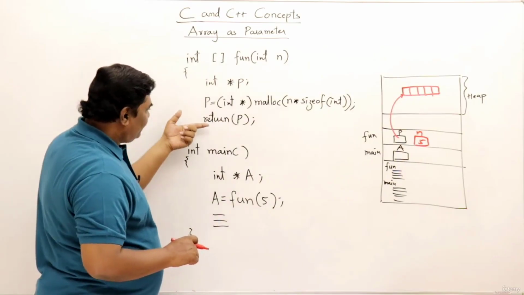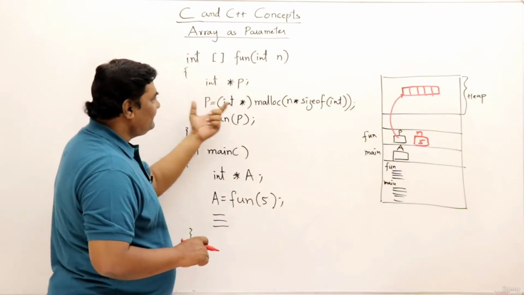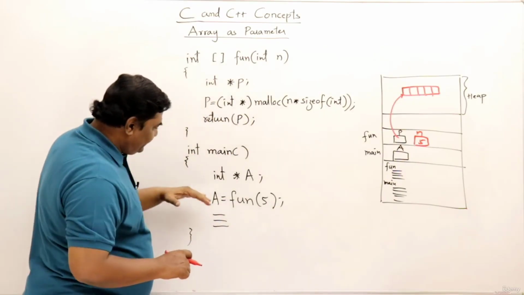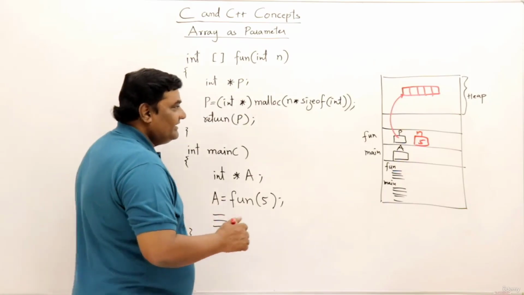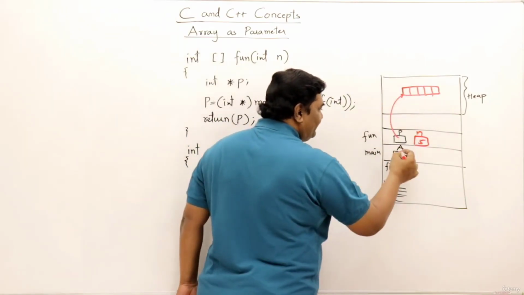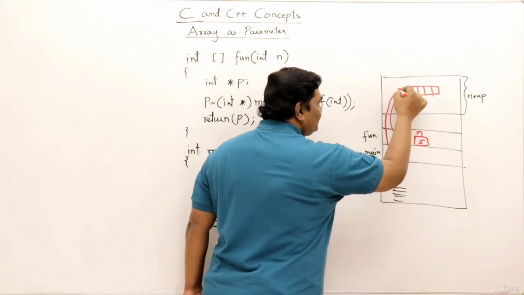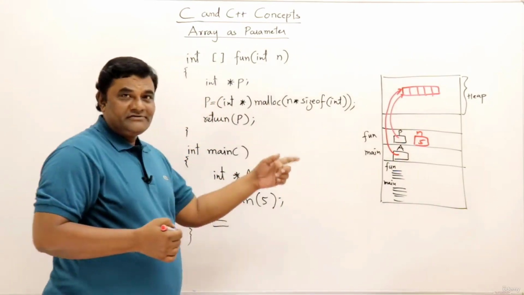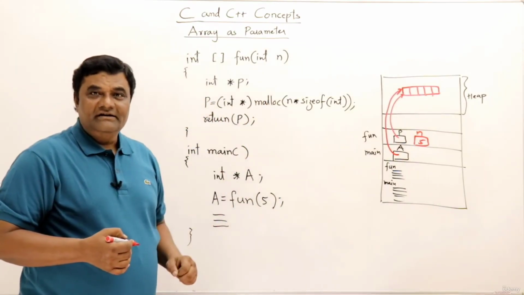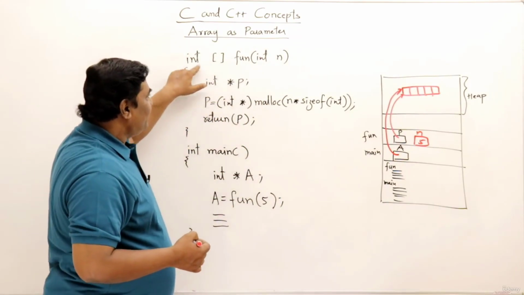Now, after allocating, it returns P. So it is returning that pointer. Where is it being taken inside the main function? In A. So what is it having? It's having the address of that one. So it means A will get the address of this one. So A will be pointing to that array. So it is returning an array.